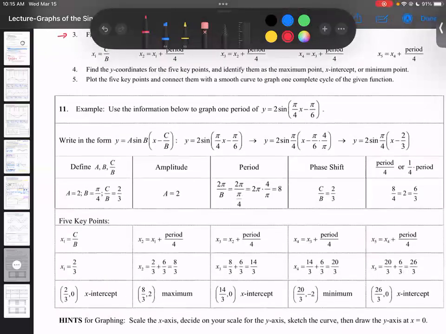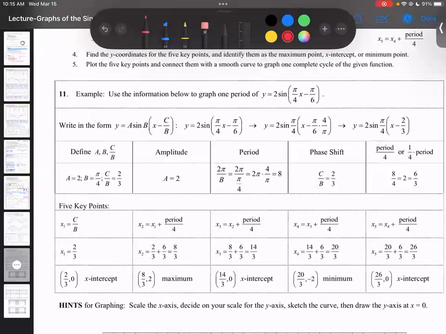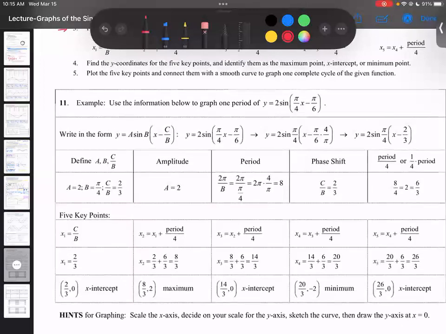I'm going to go straight to the problem. I don't want to repeat myself with the theoretical stuff. All right, so first, identify A, B, and C over B. So A is 2, do you agree? A is 2, right there. Now, before we do anything, we need to do one more step, which is they want you to write it in this form, with B being factored out. I said earlier, it's being factored out.